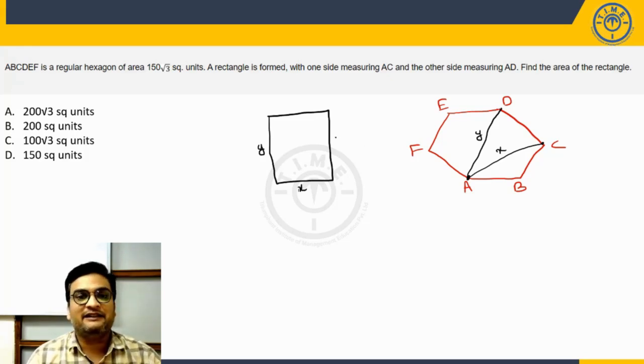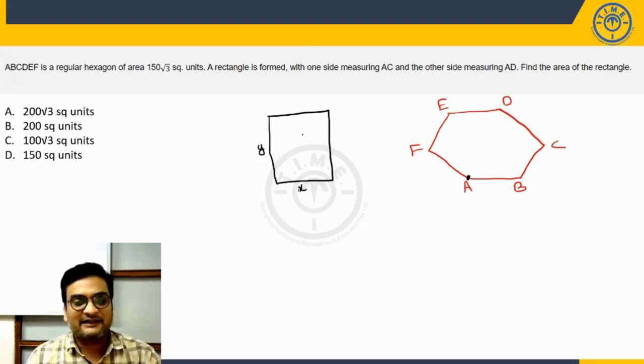Now he's asking us to find the area of the rectangle. So basically we want to calculate Y into X. Let's see how we can arrive at the answer. So this is a rectangle that we want, and we want to find its area. Now please note, if the area of the regular hexagon is 150 root 3 square units, that means what?